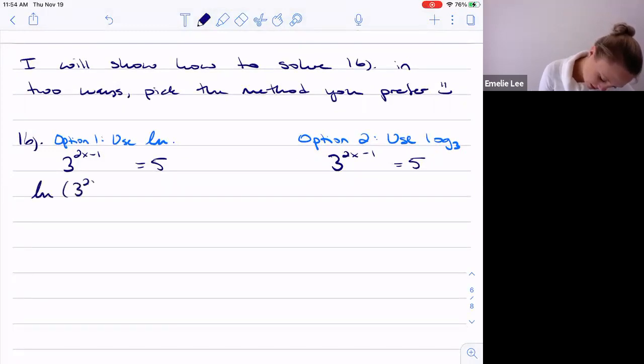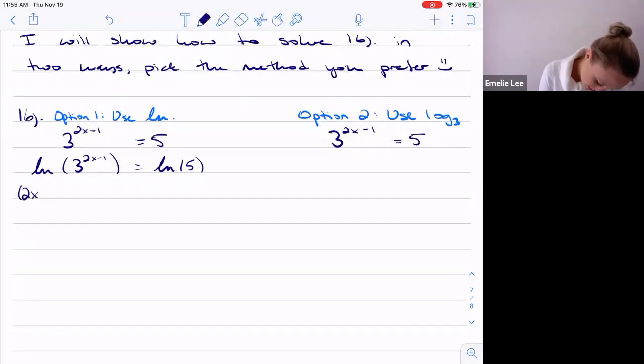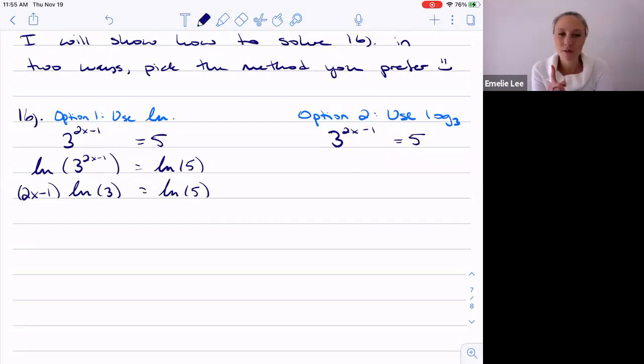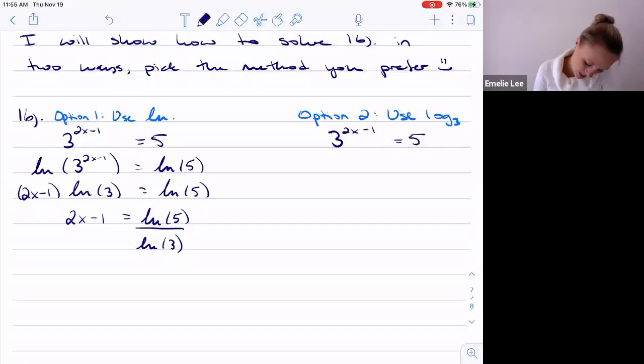Taking the ln of 3 to the 2x minus 1 is the ln of 5. Everything in the power gets brought downstairs. So this becomes 2x minus 1 times the ln of 3, which is the ln of 5. I'm solving for x, so I'm trying to isolate x. I'm going to divide both sides by the ln of 3. So 2x minus 1 is the ln of 5 divided by the ln of 3.